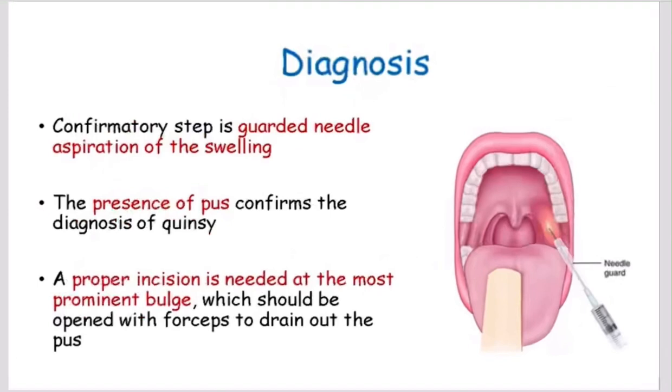This is about the diagnosis. First thing, we do the needle aspiration. If there is pus, it will confirm it is quinsy. And while making an incision, it should be done at the prominent bulge and it has to be opened with the forceps to drain out the pus.